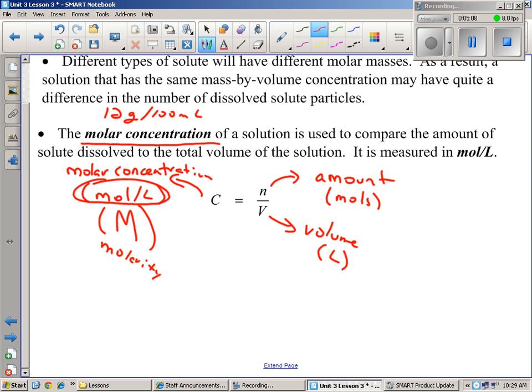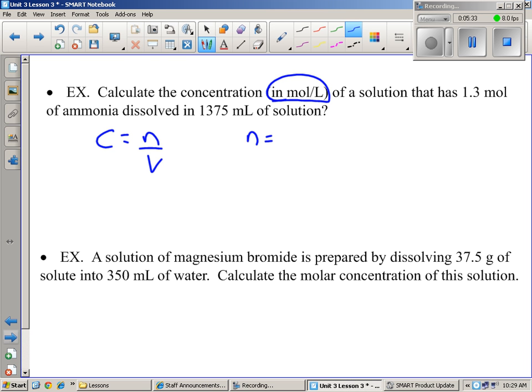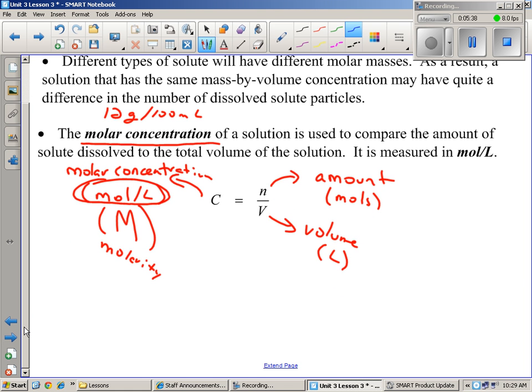Let's take a look at a few examples here. The first ones are pretty straightforward. We're going to start pretty basic and then work up from that, and they're not going to get overly complicated. Calculate the concentration in moles per liter. When you see that, you know you probably have to use this formula: C equals n over V. Oh, I should have put that on the last page. My bad. Don't forget, there's a very good chance you'll be using that formula as well.